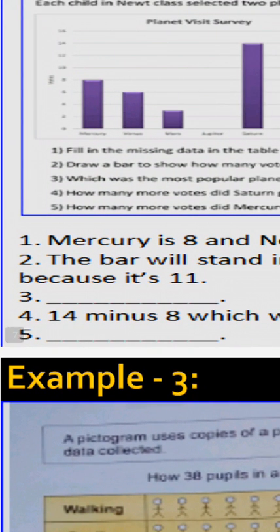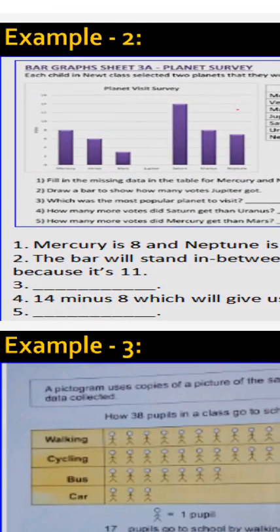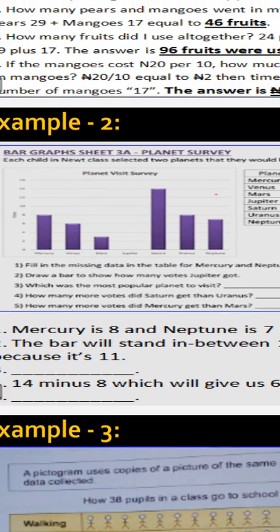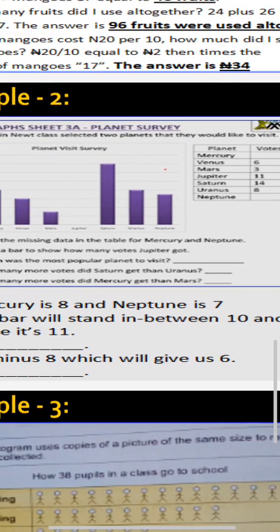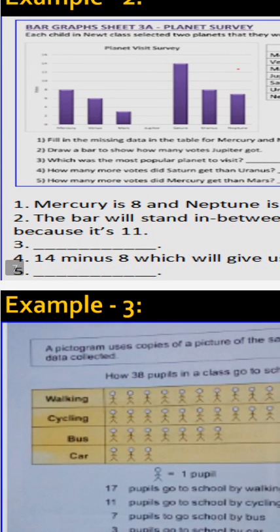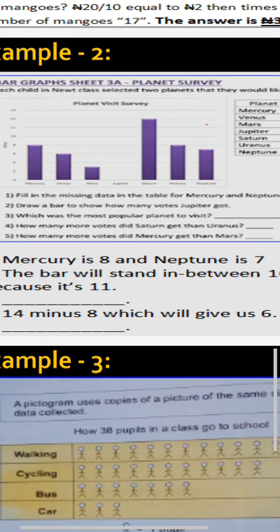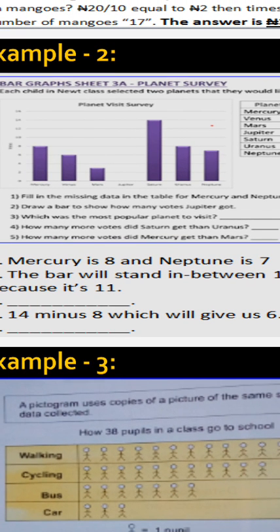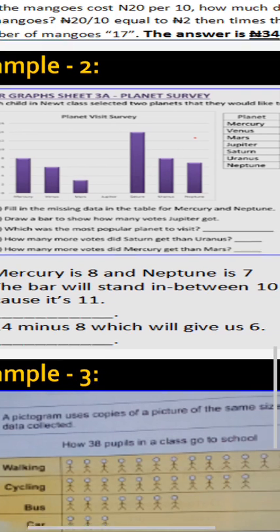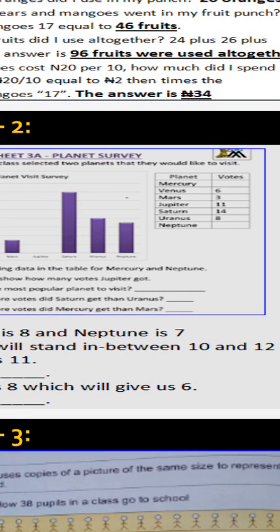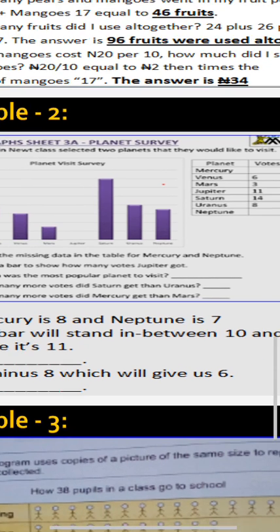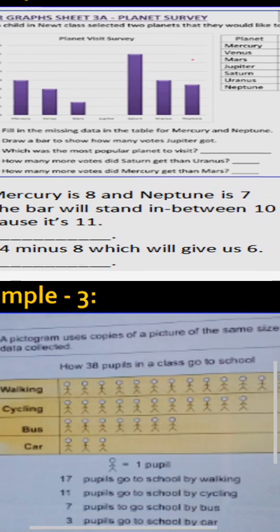Then number 3 now. So you have to do that on your own. So let me read the question to you. I will still attach this one separately, even though it might appear as example that some have been done for you, but the ones that you are to do will be number 3 and number 5. So the question is that number 3, which was the most popular planet to visit? Okay, the most popular planet. So going by the number, you should know which one has the highest number. So that will give you the answer.